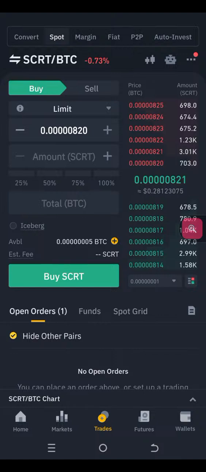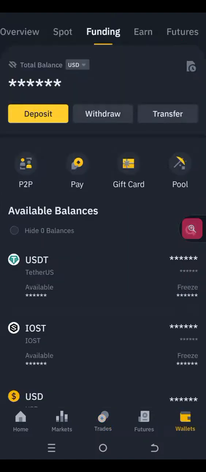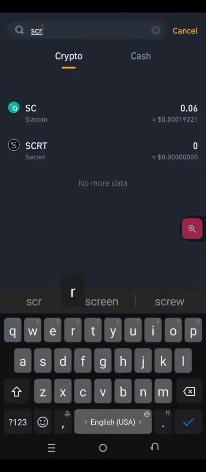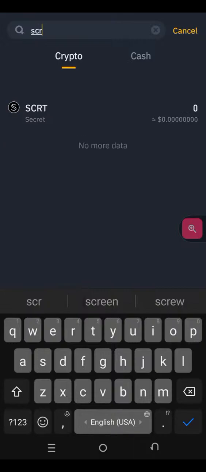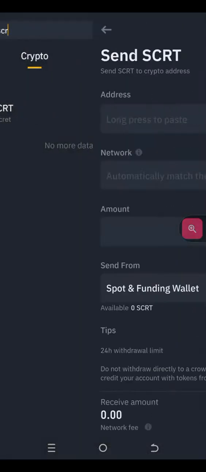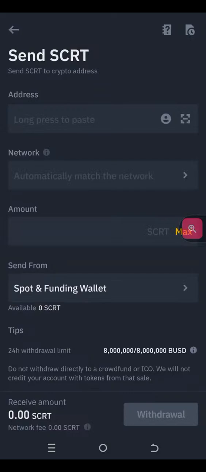Because the withdrawal is very important, okay? We'll click on withdraw. Let's search for SCRT. Click on send by crypto network. And we want to check, what is the network?